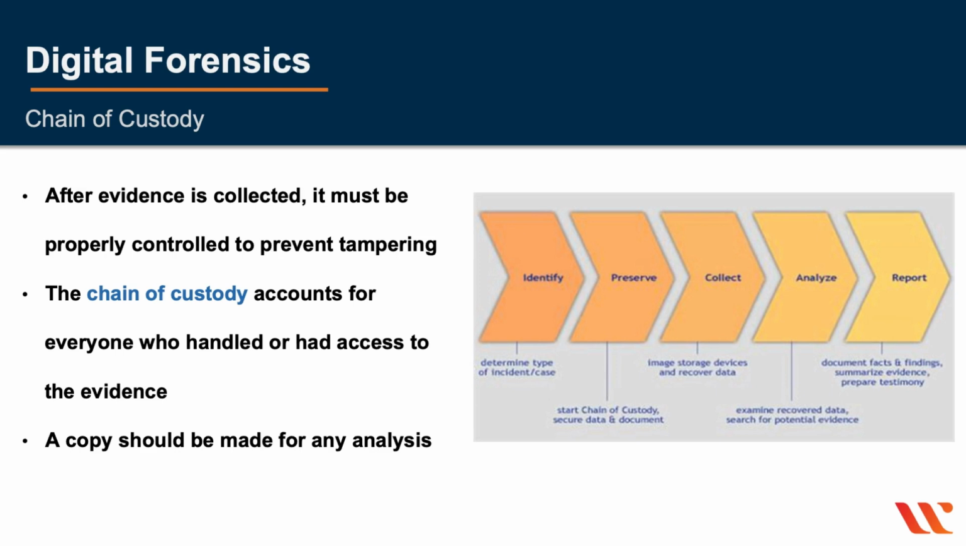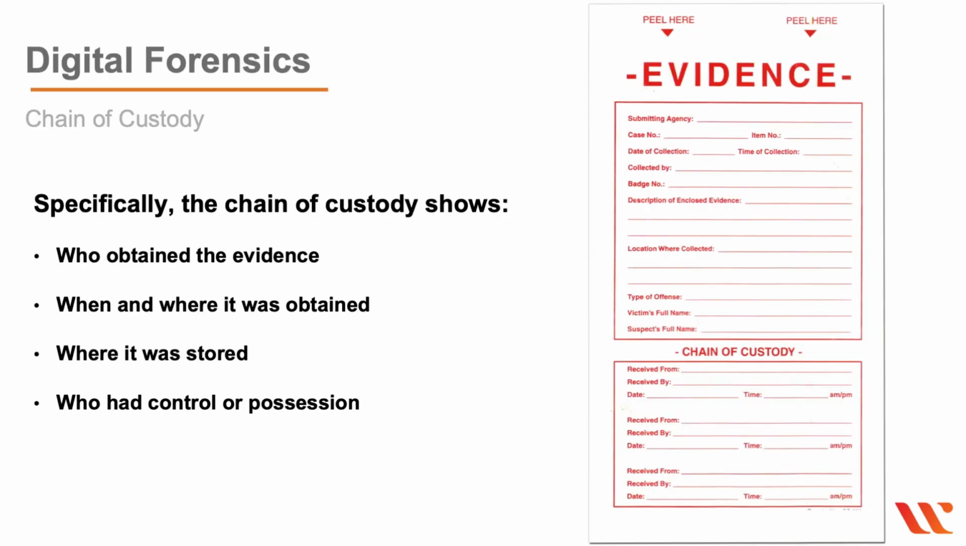This accounts for pretty much everyone who handled that evidence, who has access to it, and any alterations that might have happened. And any analysis, as we discussed earlier, needs to be done on a copy of the evidence while you preserve the original. This chain of custody typically is followed through different documents.